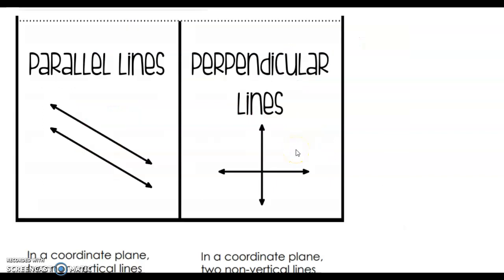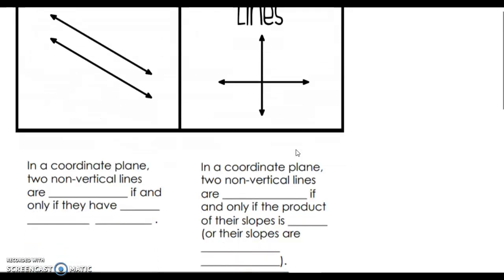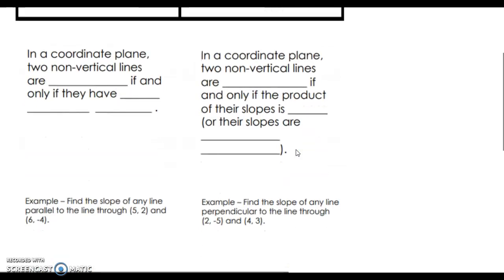Okay, so now we're going to look at the parallel lines, perpendicular lines foldable. So we've experienced parallel and perpendicular lines. We've actually done all of this writing in Algebra 1, this exact lesson we did in Algebra 1, so it should be review. So under the parallel line flap, in a coordinate plane, two non-vertical lines are parallel if and only if they have the same slope. That's how you know two lines are parallel.